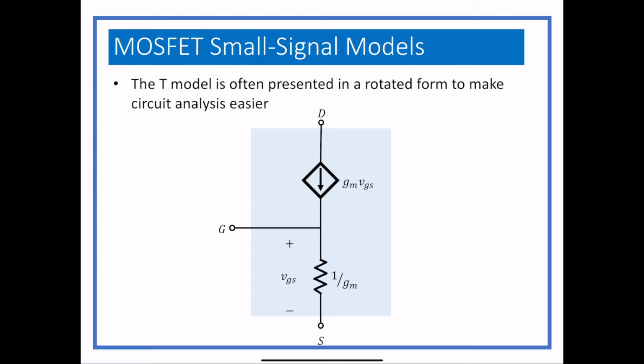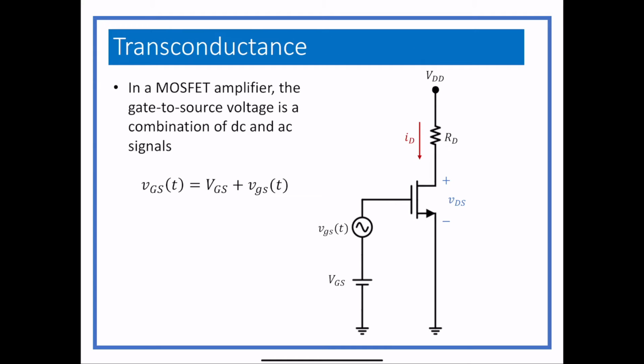So the three models are not difficult to use. The one thing that you don't know is where this GM value comes from. And that is known as the transconductance. The transconductance is basically determined by the DC circuit. So we're going to look at the DC circuit for a minute and kind of go through and figure out how to get that value.